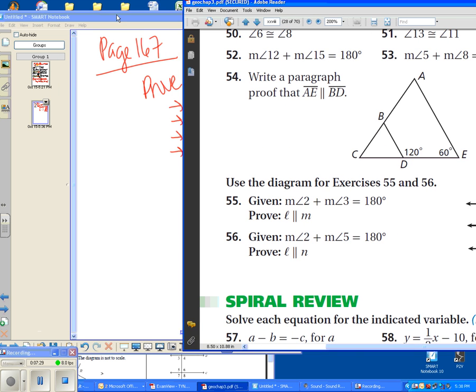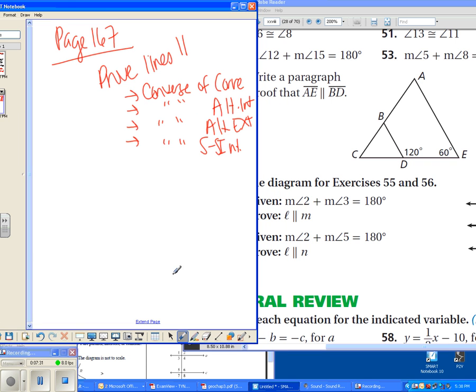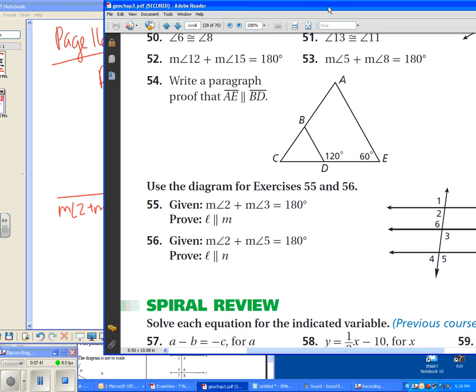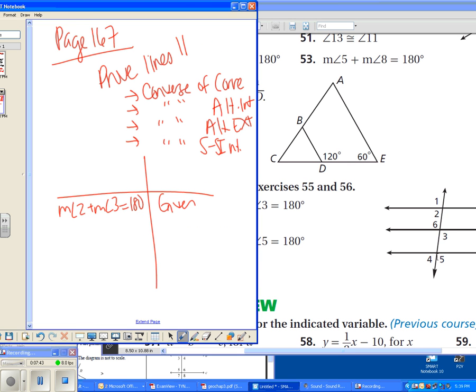Okay, so we're going to start off with our given. Our given is that measure of angle 2 plus measure of angle 3 equals 180 degrees. That's our given. Sweet. And then we said in our picture that angle 6 and angle 3 are congruent by vertical angles. So our second step could be vertical angles, and we could say angle 3 is congruent to angle 6.